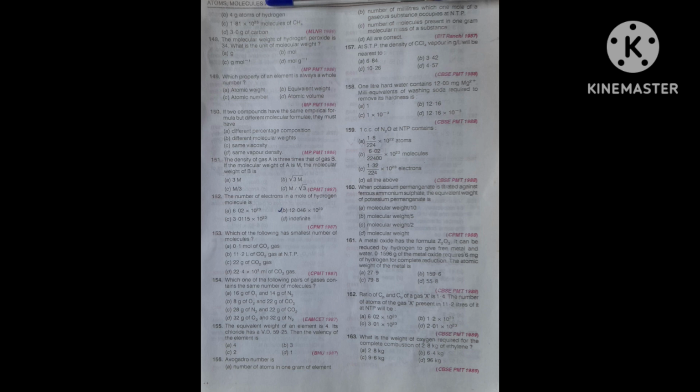Now the next question I am reading, question number 158. 1 liter of hard water contains 12 milligram magnesium ion. The milli equivalent of washing soda required to remove its hardness is: option 1, 1; option 2, 12.16; option 3, 1 into 10 to the power minus 3; option 4, 12.16 into 10 to the power minus 3.